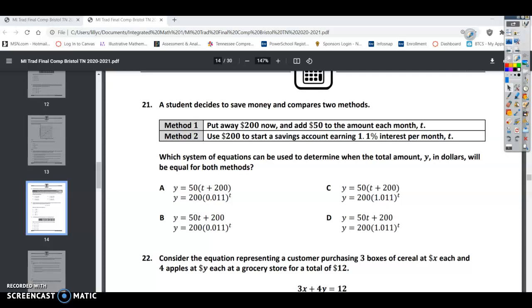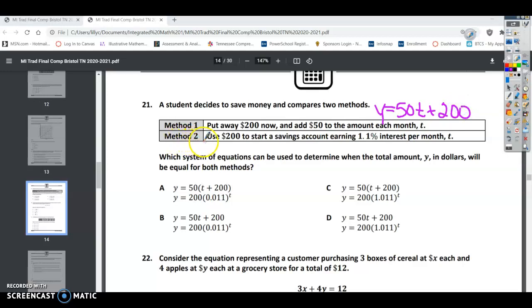Alright, so which system of equations can be used to determine when the total amount Y in dollars will be equal to both methods? Alright, so method 1. Let's go ahead and try to write an equation here. If we look at method 1, put away $200 now, so that's the initial deposit, so that would be your y-intercept, and add $50 to the amount each month. So the first equation is going to look something like y equals 50 times T months, number of months, plus the money that you started with, which is $200.